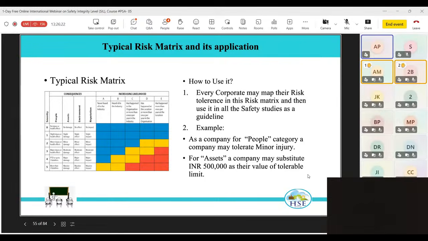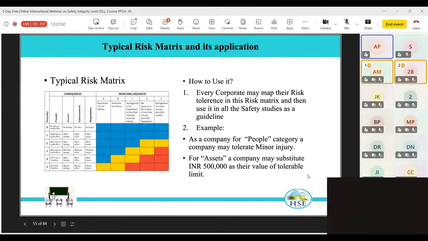The same thing is done for frequency like this: never heard of this event, that means this is a very, very rare occasion. Heard in the industry that this happens once in a while somewhere in the industry. Has happened in the organization: suppose you are in a particular company, and in some other plant of that company, maybe in Odisha or maybe in Punjab, it has happened, then it is considered a C category likelihood. And something has happened in the location.